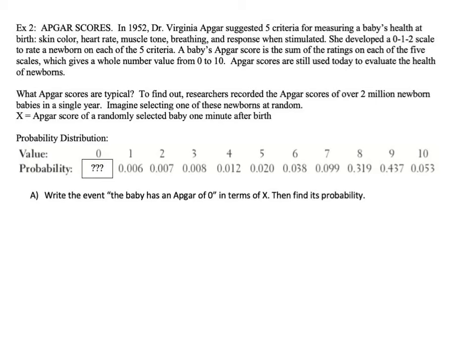So our question is, what Apgar scores are typical? To find out, researchers recorded the Apgar scores of over 2 million newborn babies in a single year. Imagine selecting one of these newborns at random. So we're going to say that our Apgar score is our random variable. So it's capital X is equal to the Apgar score of a randomly selected baby 1 minute after birth. So it could take on different values. It could take on any value from 0 through 10.